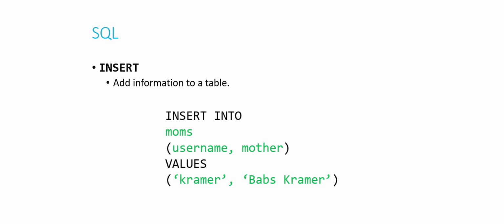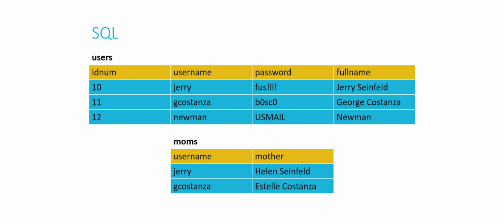Let's do this another time. Let's insert into the other table the following values into these following columns. We can insert into the username and mother columns of the users table the values Kramer and Babs Kramer. And just like what we saw before, this is what we would have as a result. We would just insert that row, and it would now be part of our database and part of our tables. So that's the insert operation.